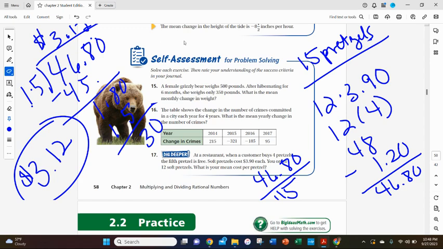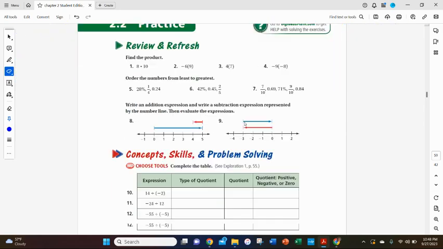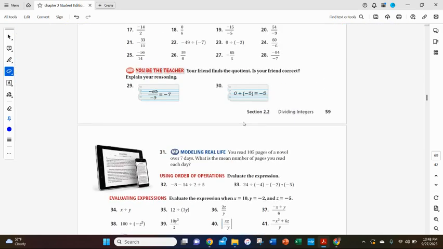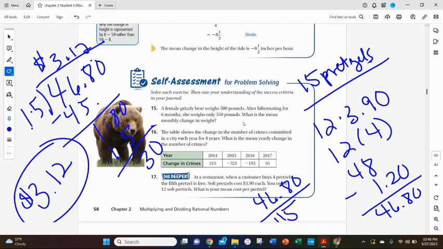Lots of steps there, lots of thinking involved here. Okay. I don't think I'm going to ask you to do any of these problems on your own. I think we'll stop there. And then when you come back tomorrow, we'll talk more about division of integers.